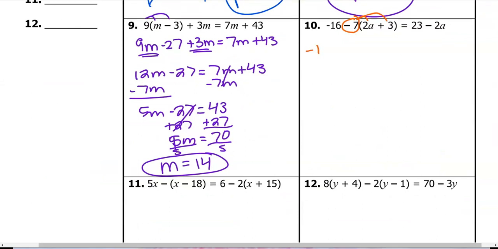So negative 16 is still here. My battery's almost about to die. Negative 7 times 2 gives me negative 14a. Negative 7 and 3 gives me negative 21, equals 23 minus 2a.